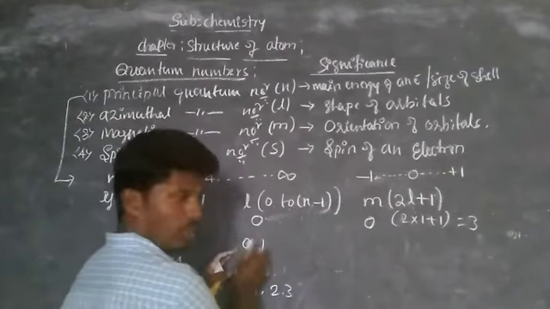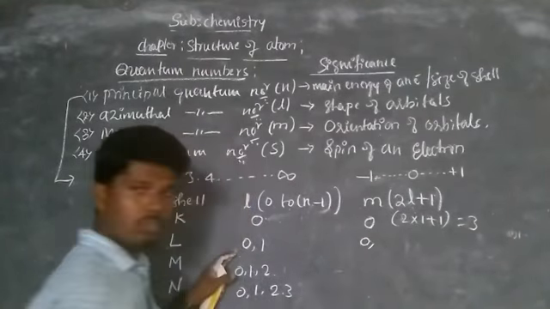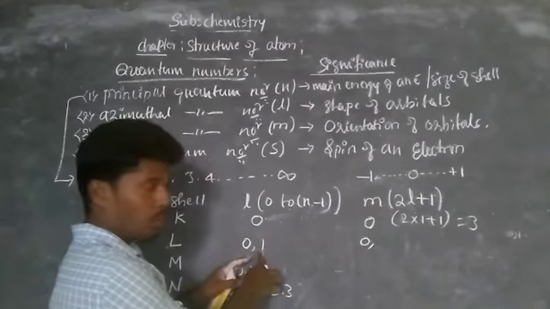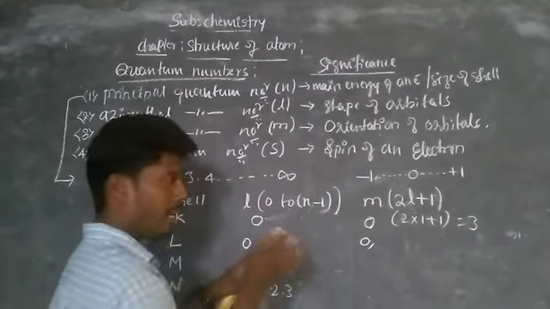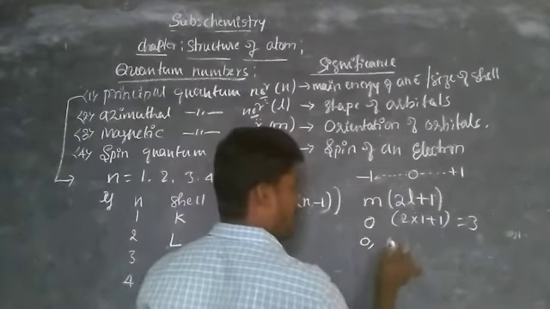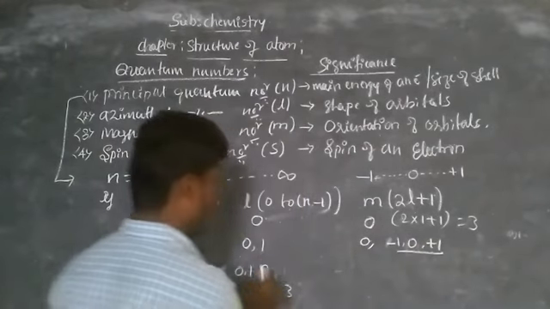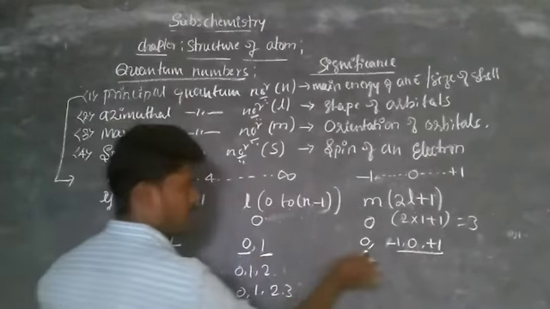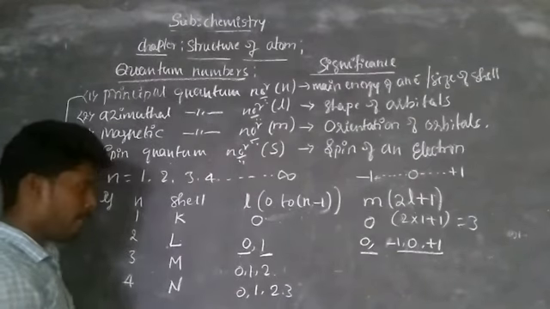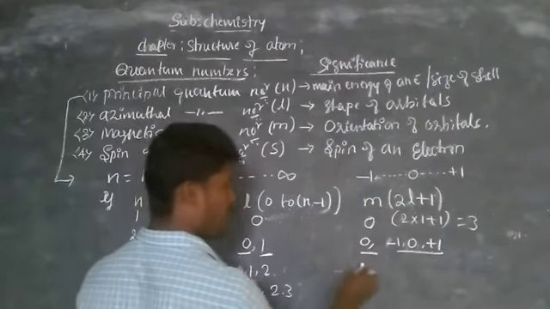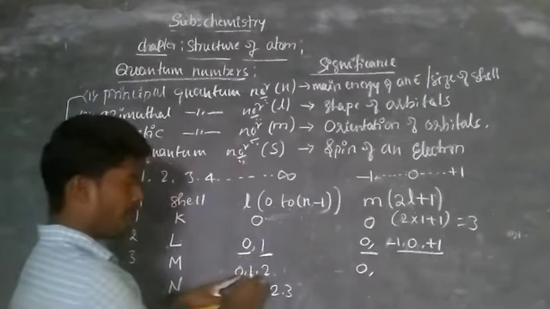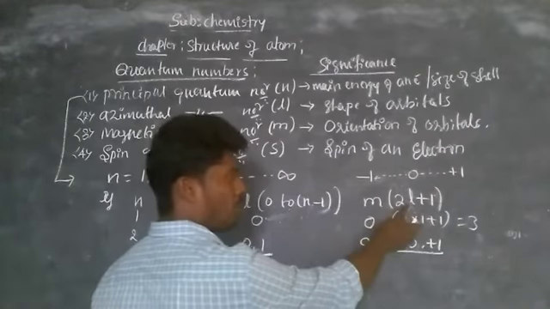For 0, you get only value 0. And L is equal to 1, you get 3 values, those are minus 1, 0, comma plus 1. These are 3 values for 1. This 1 is for this one. Okay. Similarly, for 0, how many values do you get? 0 only. For 1, how many values do you get? If L is equal to 1, you get 3 values.